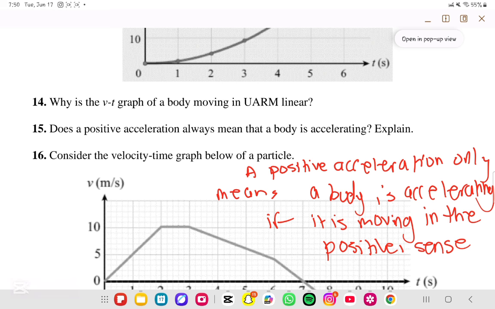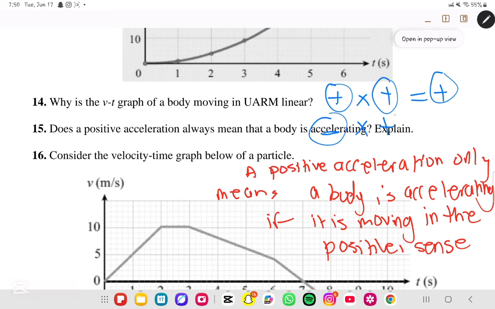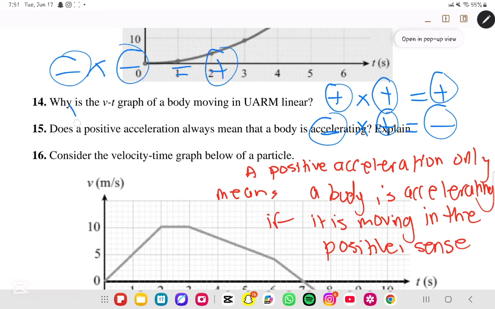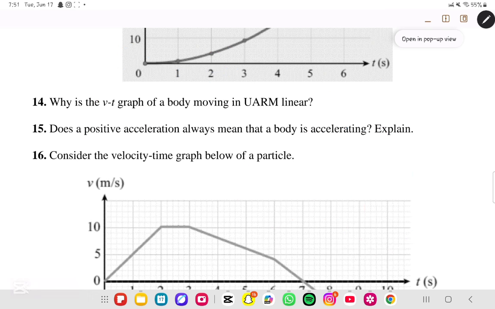However, if it's moving in the positive sense with a positive acceleration, then it is accelerating. So remember this one question in the quiz, it was a positive acceleration in the positive sense. Positive times positive gives us a positive acceleration. However, if it's moving in the negative sense but has a positive acceleration, it's going to give us negative. So it's not accelerating, it's decelerating. Or if it's moving in the negative sense and has a negative acceleration, then it's accelerating. But if it's moving in the positive sense and has a negative acceleration, then it is decelerating. Very simply.